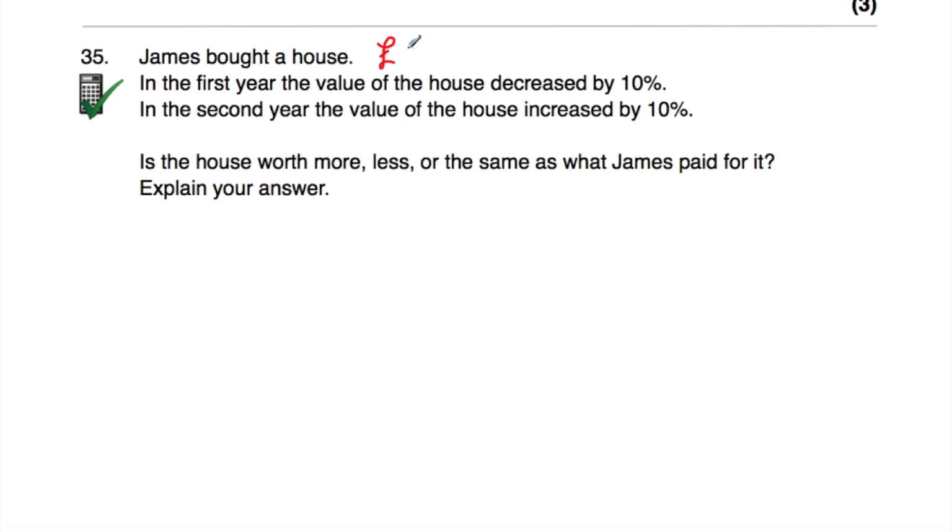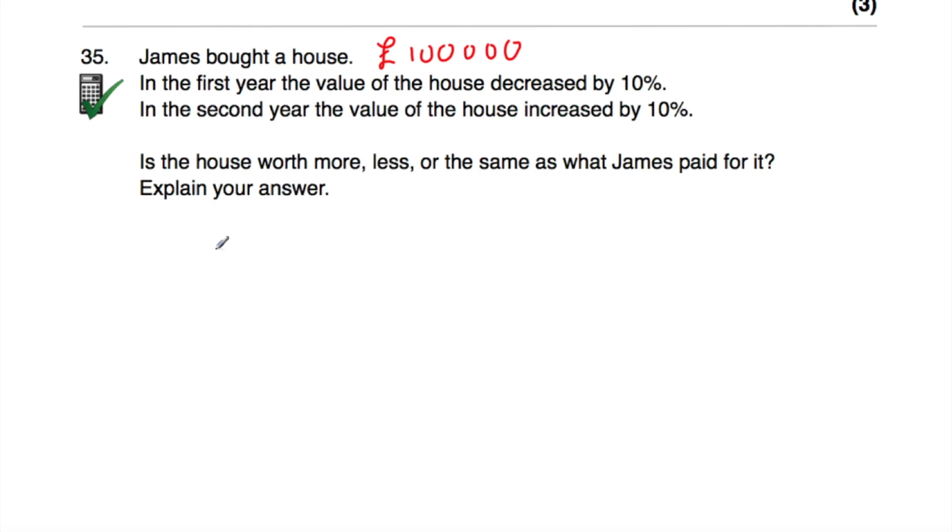So I'm going to let the price of the house to begin with be £100,000. You could let it be anything. You could let it be £1 million. You could let it be £1,000. That's a small house. But here I'm going to let it be £100,000. So in the first year, it decreases by 10%. So let's decrease this by 10%.